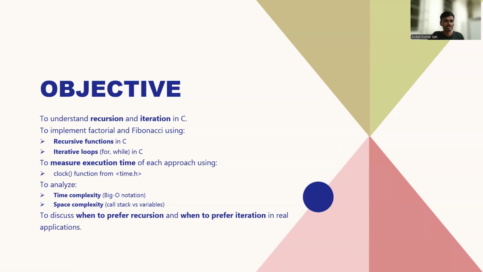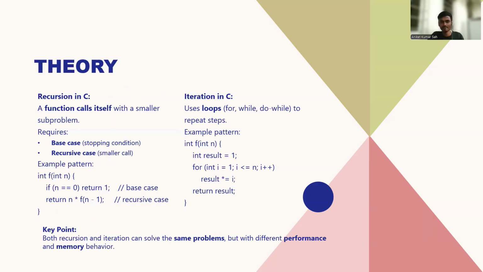So our objective is to understand recursion and iteration in C. We will implement it using factorial and Fibonacci with iterative loops and recursive function in C. And we also measure the execution time using the clock function, which is of file time.h. And we'll also analyze time complexity and space complexity. Next slide.